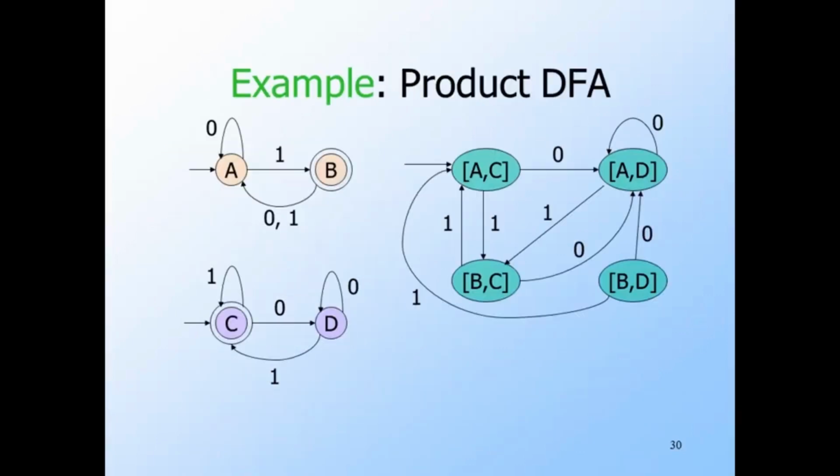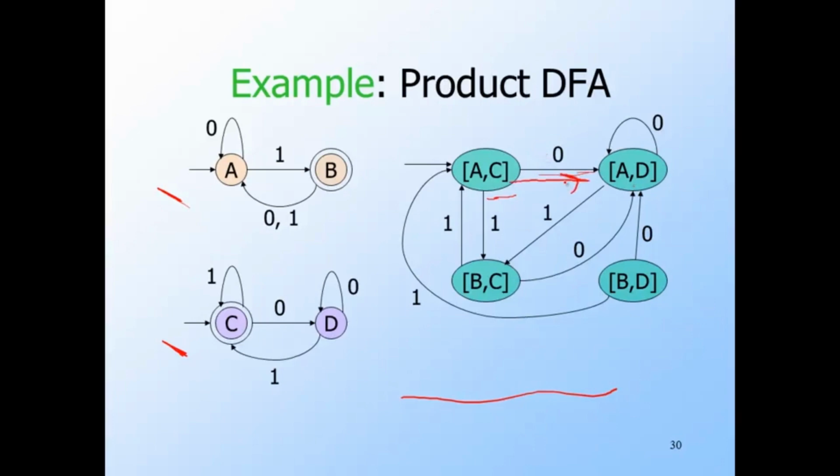Here's a little example. Here are the two given DFAs. We'll call this the orange DFA and that the purple DFA. And here's the product DFA. For example, let's figure out the transition from AC on 0. So here's state AC, and I look in the orange automaton, A on a 0 goes to A itself, and in the purple automaton, C on a 0 goes to D. So the combination AC goes to AD, and you see that transition here.